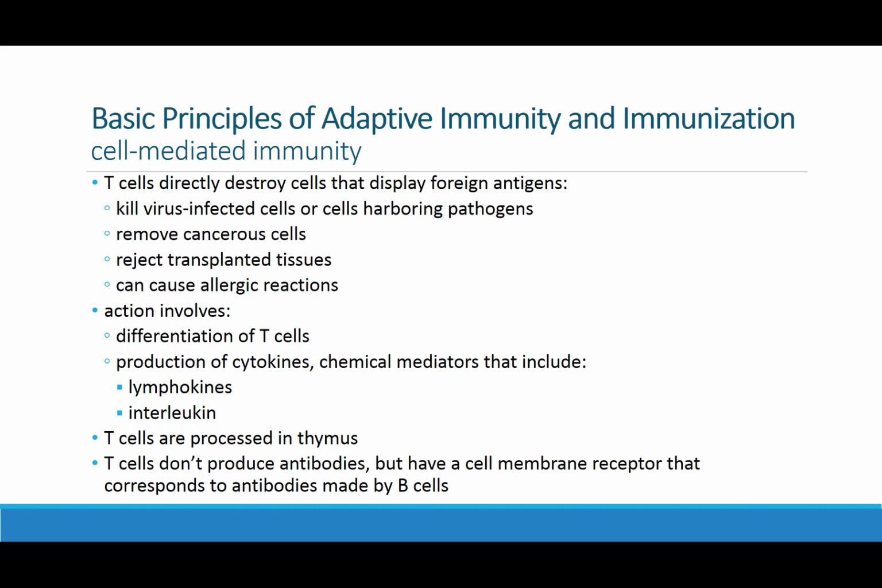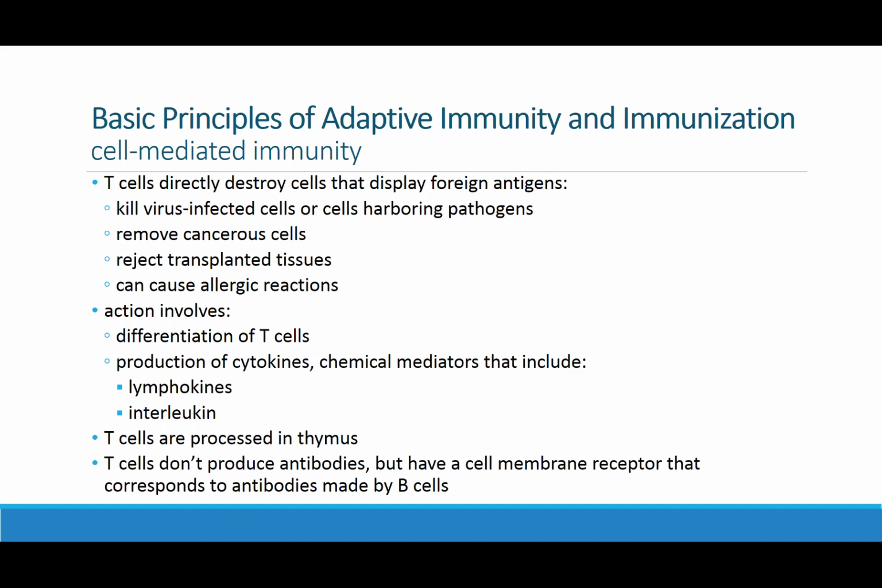And it involves the production of cytokines. Again, these are the chemicals that have an action somewhere. These are chemical mediators, and they include things like lymphokines and interleukin. So those are two of the groups of cytokines that can be made.